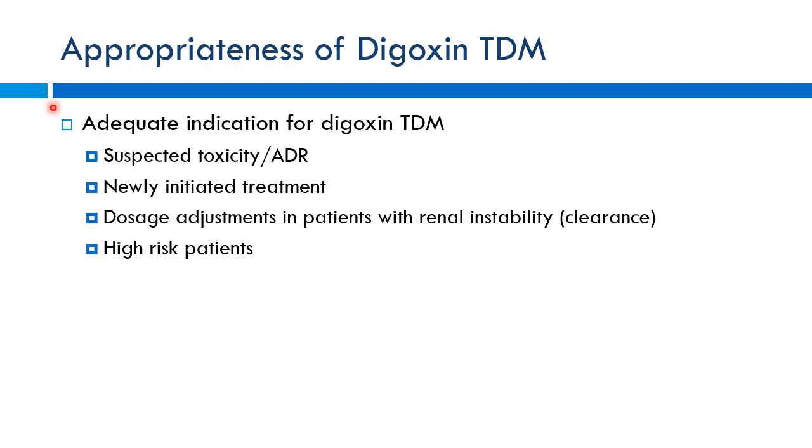So again, we suspect we have a good indication here. Either we have suspected toxicity, we have a newly initiated regimen, which is our patient, or you have patients who have organ dysfunction or some variability in their organ function, high-risk patients. These are all really good reasons to do it for digoxin. Obviously, here we have a newly initiated patient. That's why we want to do it.